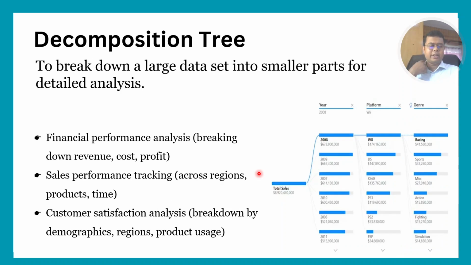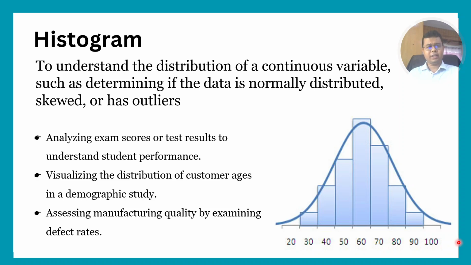Okay. Decomposition tree is quite related to the tree map chart, right? It's also like a hierarchical tree. I mean, to break down a large data set into small parts for detailed analysis, right? That's it. I think these are too easy examples to understand. Please read it, right? Okay, so this is the decomposition tree. And finally, the histogram. To understand the distribution of a continuous variable, once again, continuous variable, not the categorical variable, such as determining if the data is normally distributed, skewed, or has outliers, right?